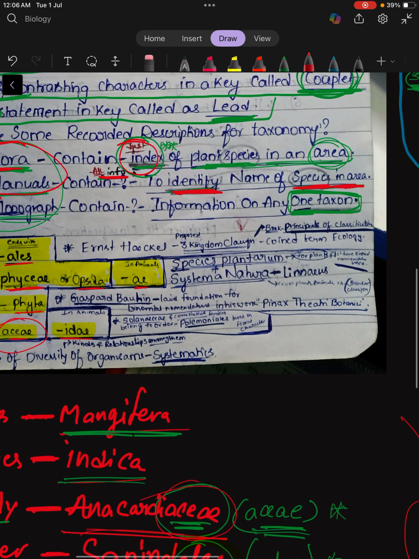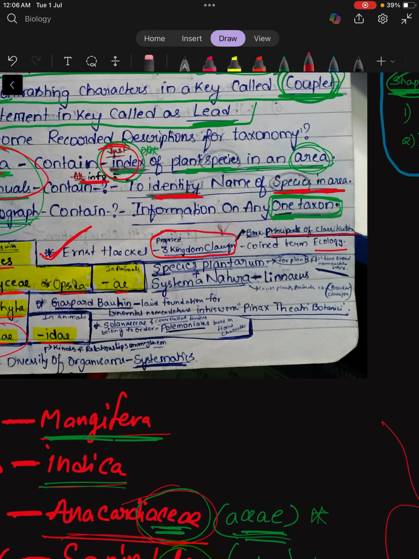Ernst Haeckel proposed the three kingdom classification in his book Generelle Morphologie. He also coined the term ecology; ecology was coined by Ernst Haeckel, we all know this. And Species Plantarum and Systema Naturae are the two books of Linnaeus, who gave binomial nomenclature. Binomial nomenclature means naming with two names, genus and species. So that was given by Linnaeus. Species Plantarum and Systema Naturae were given by Linnaeus.